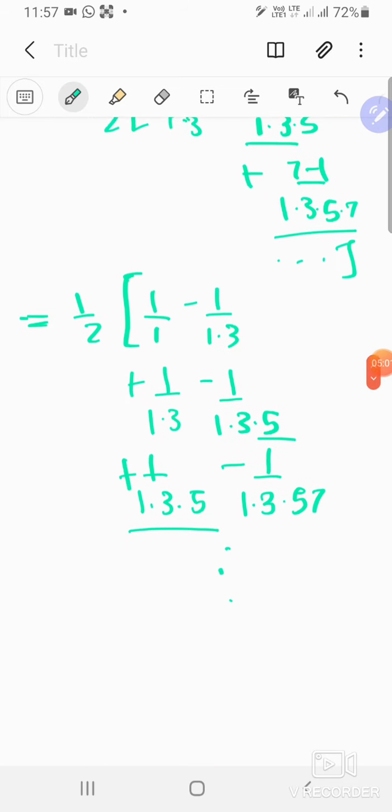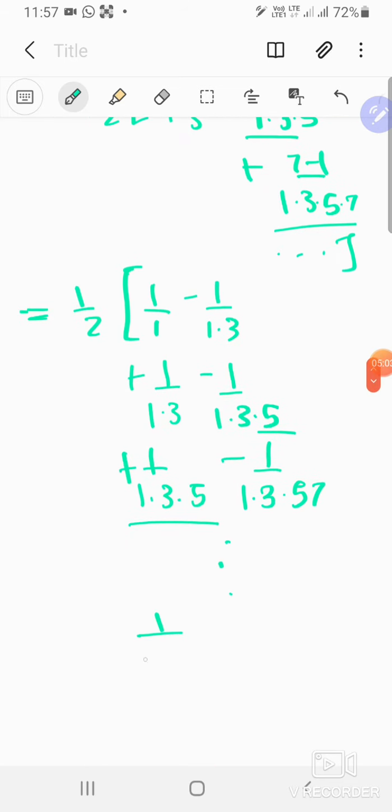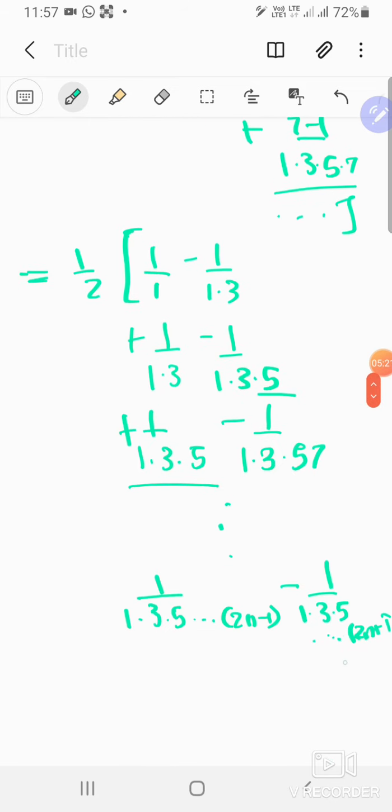So the previous term is supposed to be 1 upon 1 into 3 into 5 all the way till 2n minus 1, and minus 1 upon 1 into 3 into 5 all the way till 2n plus 1. That's correct. This was a nice question. But then this cancels completely, right? Everything completely cancels except the first and the last term.